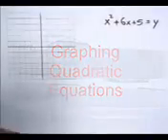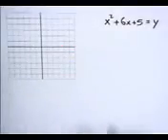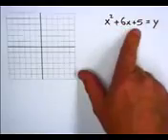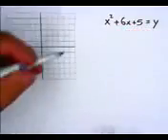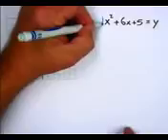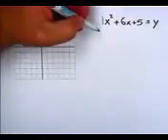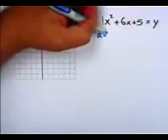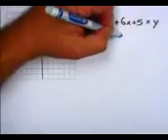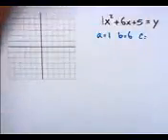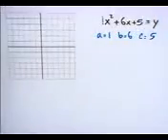Graphing quadratic equations. Here we have a quadratic equation, x squared plus 6x plus 5 equals y. We have to remember that that's 1, so we have to figure out what the coefficients are. A equals 1, B equals 6, C equals 5.